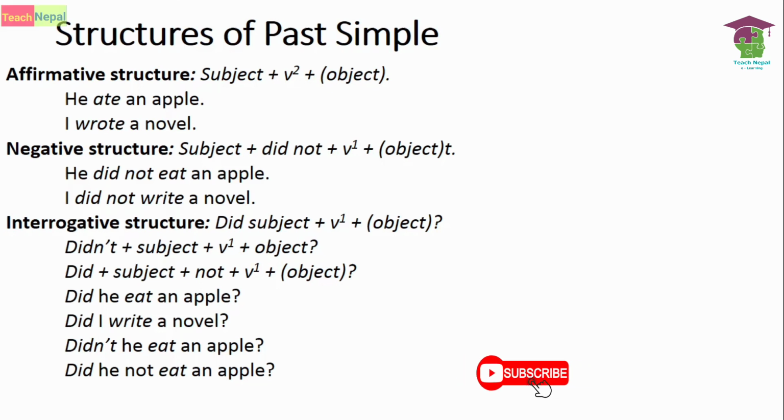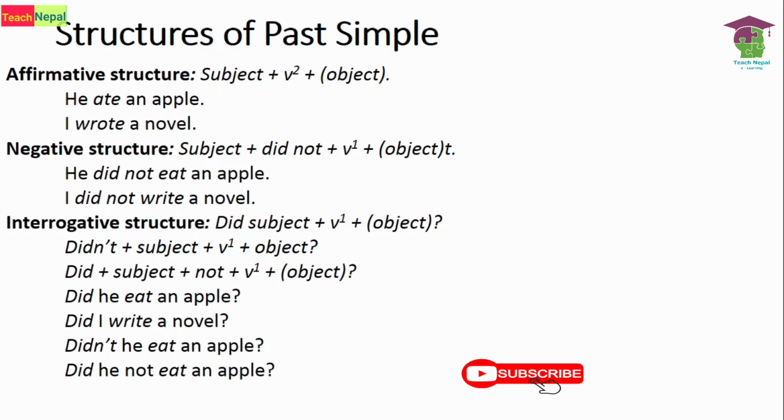Subject plus verb 2 plus object. For example, he ate an apple. He is subject here, ate that's verb 2, and apple object. I wrote a novel, right? Ate and wrote. These are verb 2 forms here. In negative structure, we write subject plus did not plus verb 1 plus object. For example, he did not eat an apple.